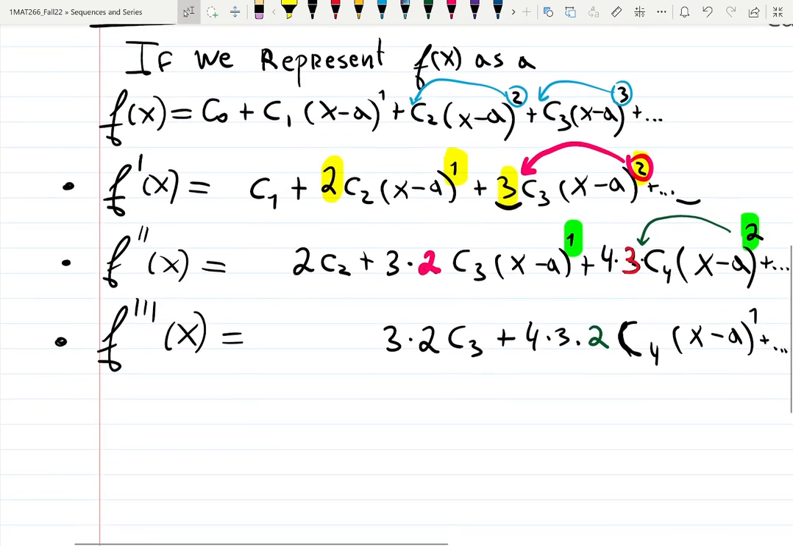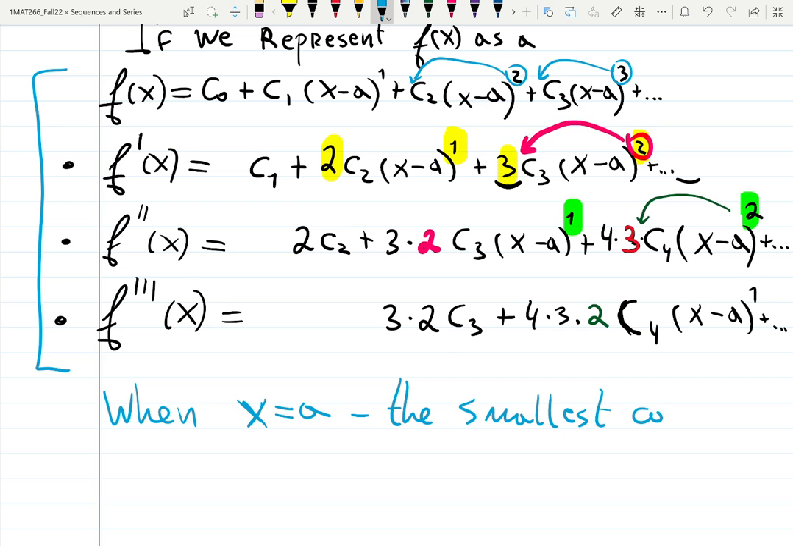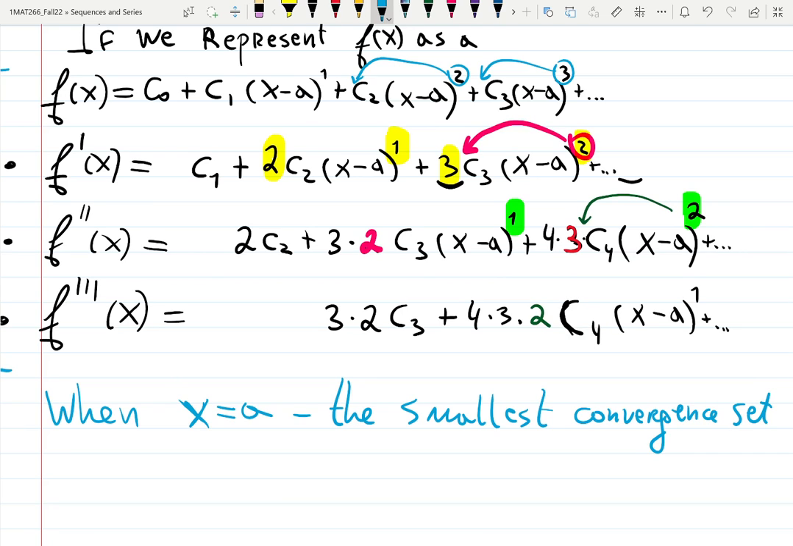Now, we're going to remember this. This is important. We're going to plug in x equals a. X equals a is the smallest convergence set. This is something you might not remember, but I mentioned before that all power series converge at the center. Even in your homework, you had series that diverge everywhere and the radius of convergence was 0, but it still converges at a. So it's the smallest convergence set. At least it converges there.